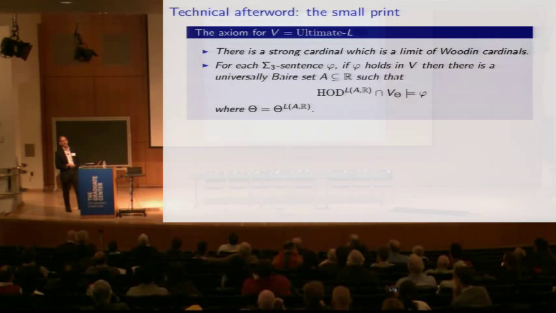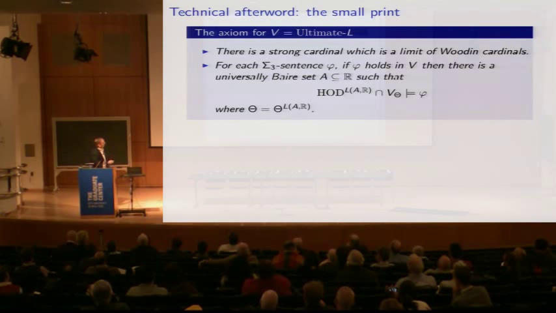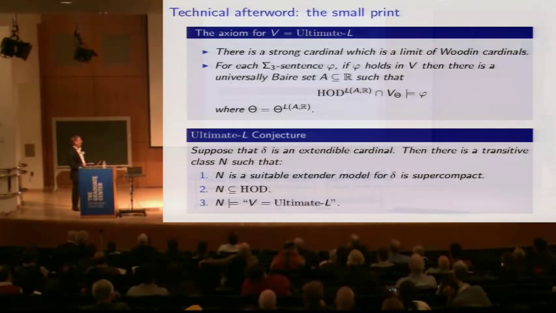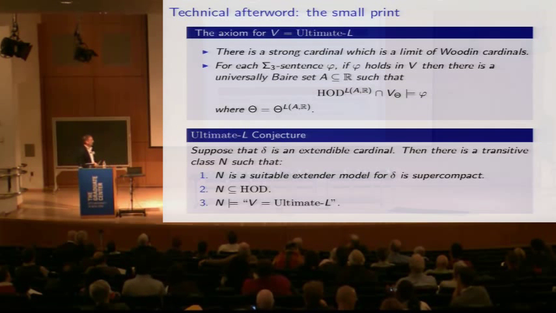All right, but there's something missing here. How could you hope to show that this is an ultimate axiom? We need some conjecture and reasons why that conjecture would imply that this is the ultimate L. So this is the conjecture. It's a perfectly precise conjecture. I'm not going to define all the terms, but there it is. If you have an extendable cardinal, that was on my list, then there's a transitive class N. N is a suitable extender model. That's the notion. For delta supercompact, they're supercompact. I'm requiring N is contained in HOD. That's not really essential. Here's the essential bit, that the axiom V is ultimate L holds in N.